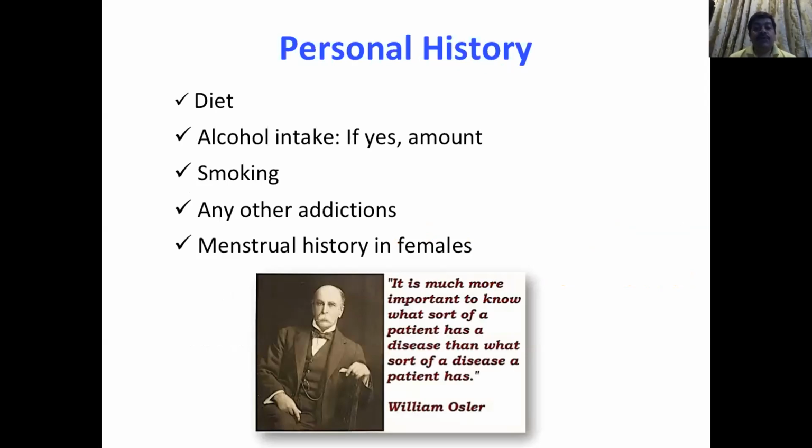It is much more important, he says, to know what sort of a patient has a disease. He's assuming that you would know what sort of a disease the patient has, but he is emphasizing that you should know what type of a patient you are dealing with. You need to know his personal details, commonly the diet, the alcohol intake, smoking, any other addictions, and in females, the menstrual history.